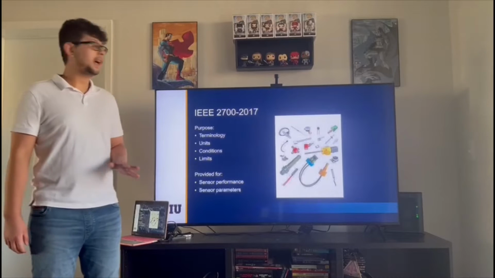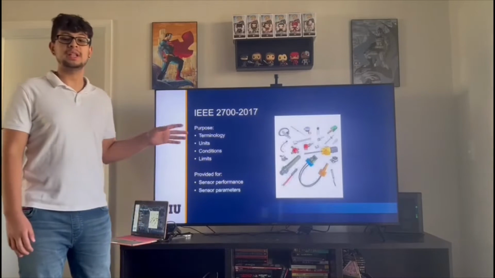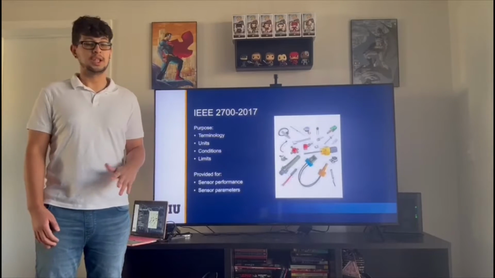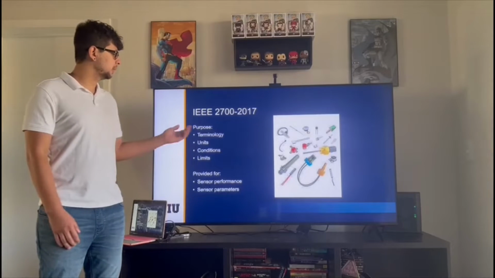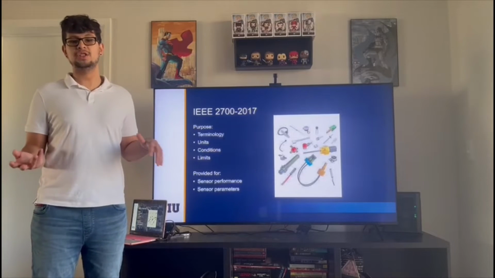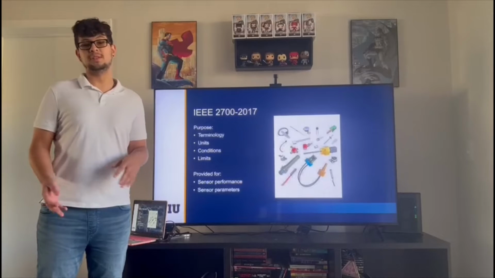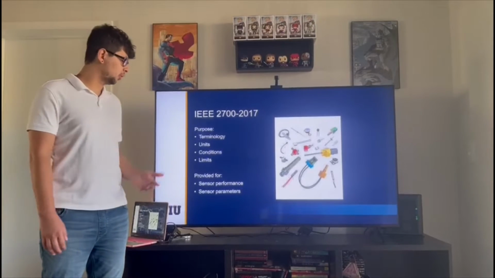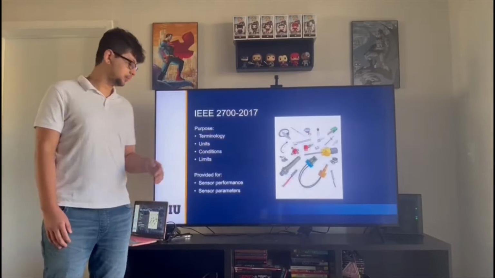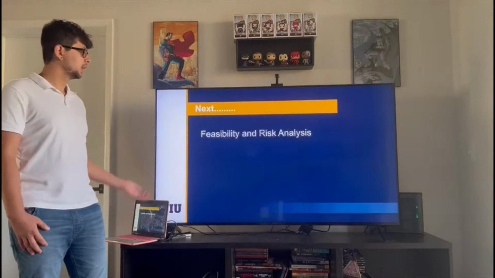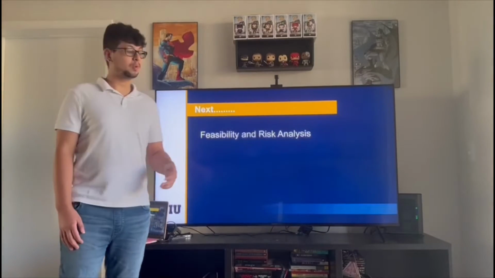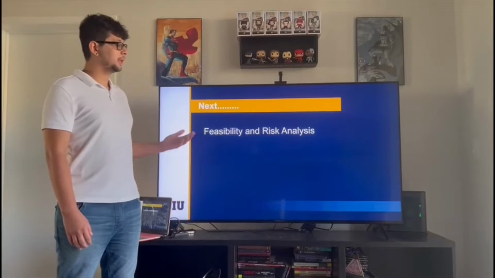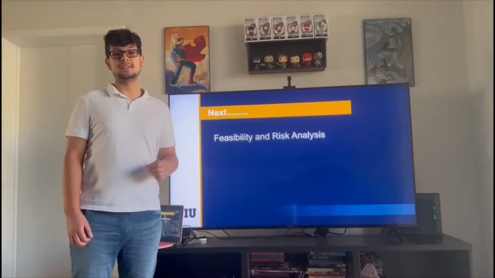For the third and final IEEE, it is the 2700 from 2017. The purpose really is just to know the terminology, units, conditions, and the limits of these sensors. It's provided for the sensor performance and the sensor parameters. And next, my classmate will go on to talk about the feasibility and risk analysis.